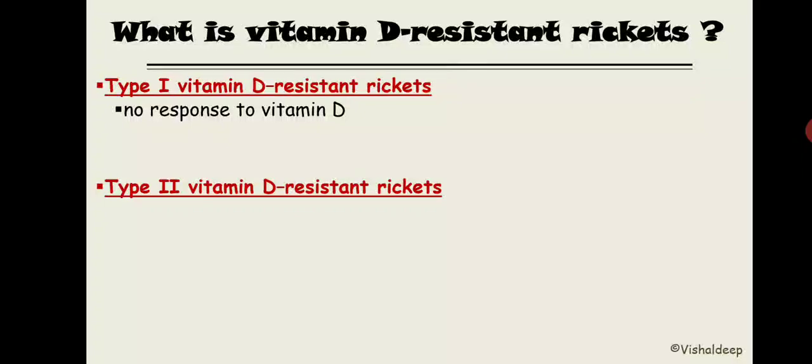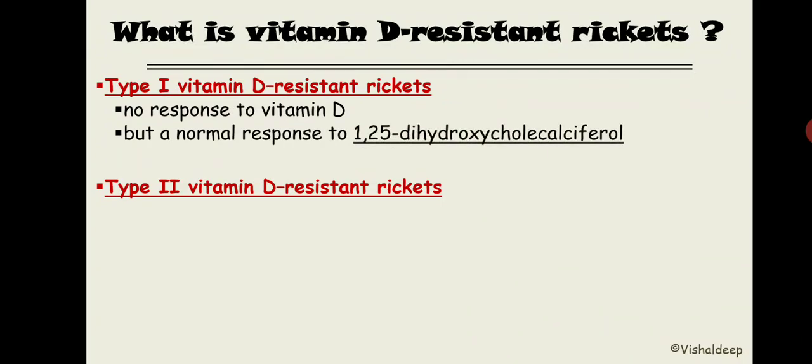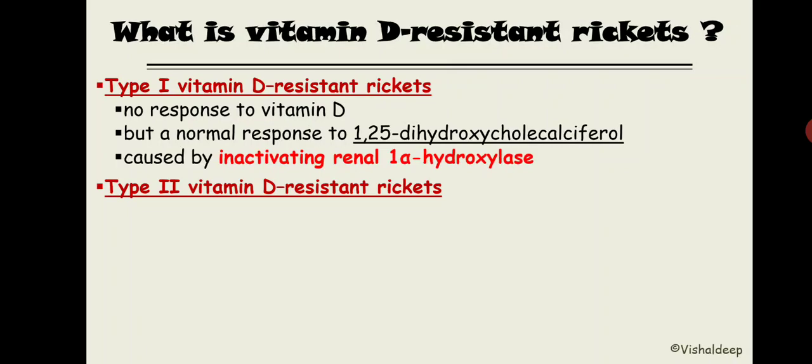Now in this case the vitamin D is 25-hydroxylated, calcidiol. We are talking about calcidiol, right? But the person responds to calcitriol, that is, a normal response to 1,25-dihydroxycholecalciferol. So in type 1 the problem is that the person does not respond to calcidiol but does respond to calcitriol. So the problem lies in the conversion of calcidiol to calcitriol, that is, at the level of the renal enzyme 1-alpha hydroxylase, which is defective.